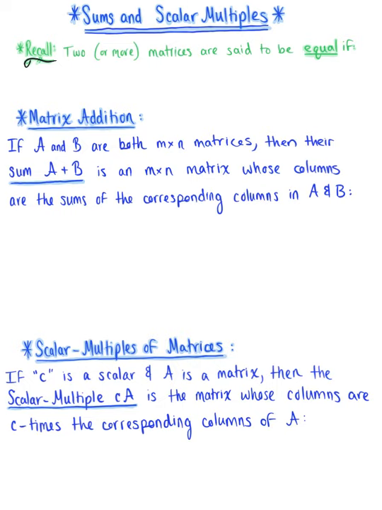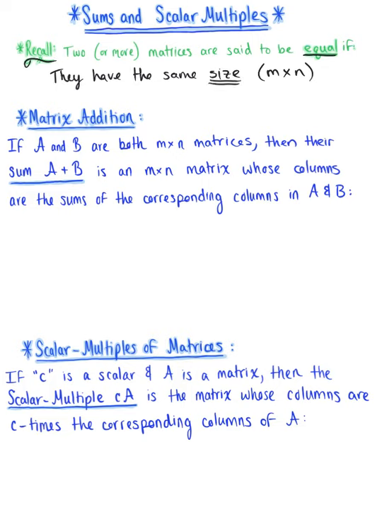Two or more matrices are equal if they have the same exact size. So if they have the same size, size implying they're both going to be m by n matrices. This means that their corresponding columns and entries are all equal. Not necessarily the equal scalar value, but equal in size.